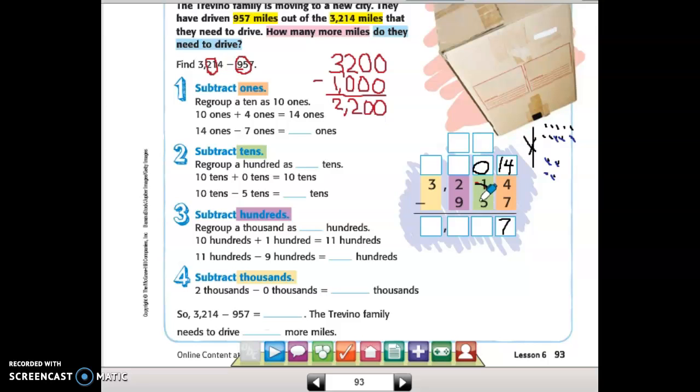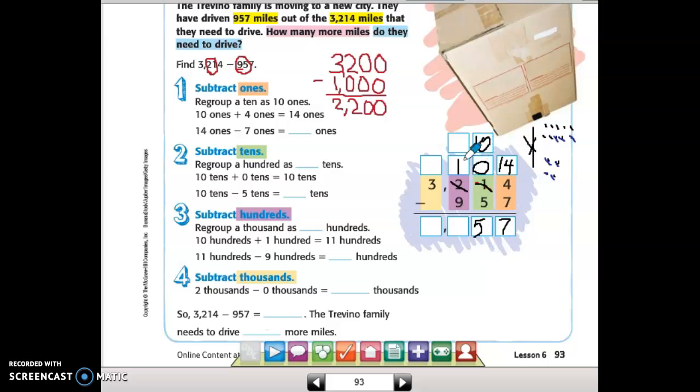Now I've got 0 minus 5, and again, I can't have 0 of something and take 5 away from it. But I can go up to my next place value. And I'm going to take away 100. That's going to leave me 100, 1 less than 2. And instead of having 0, I'm going to have 10 10's. Now I can do 10 minus 5. I'm going to have 5.